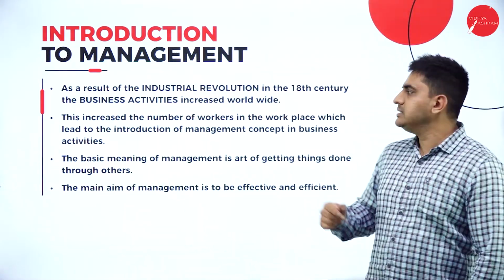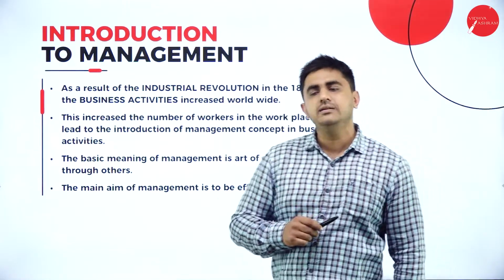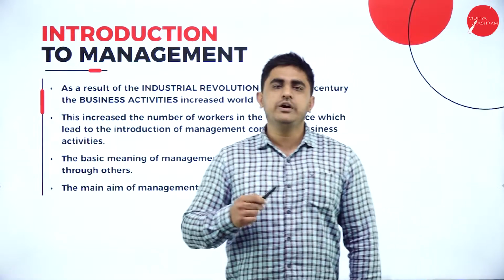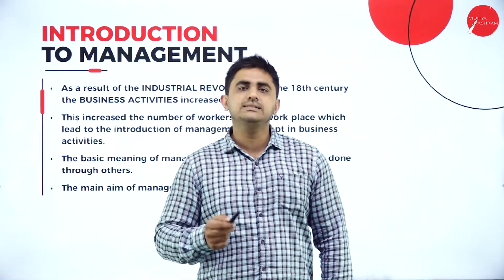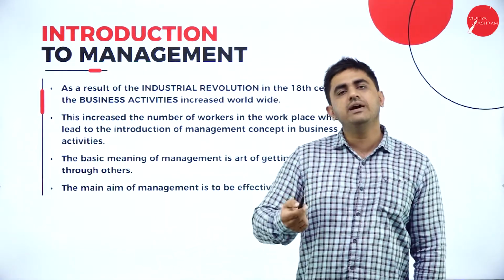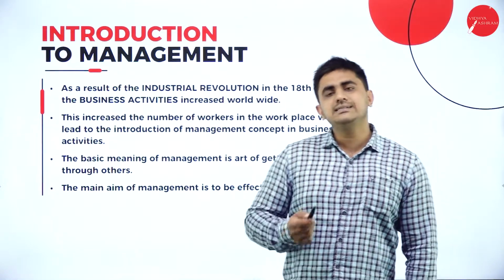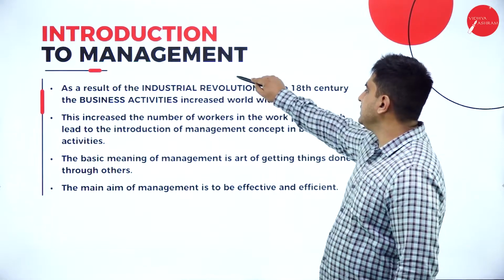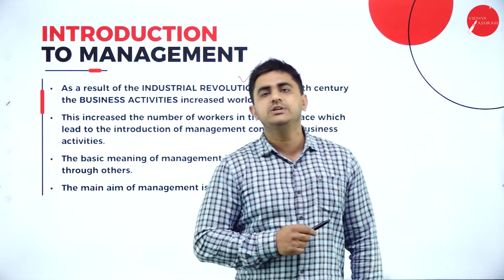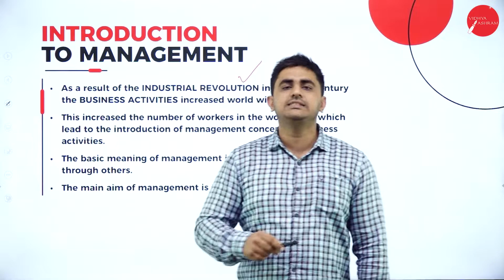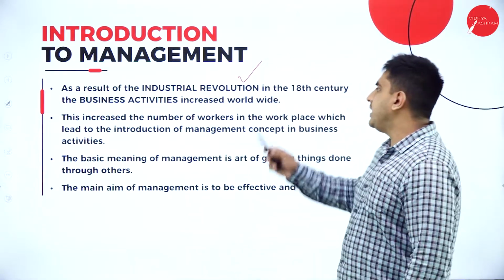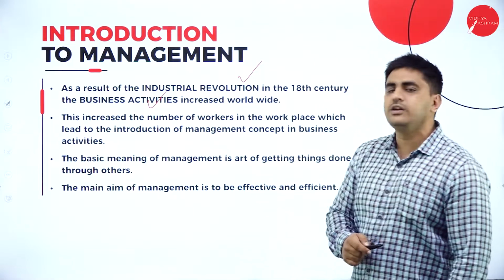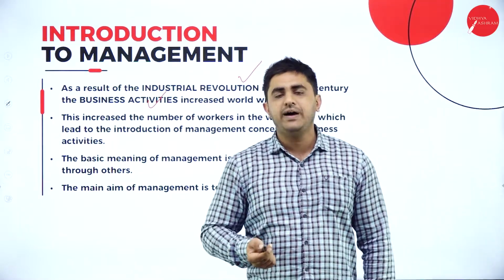In the 18th century, Sir Benjamin Franklin invented, what do you call, electricity. That is, in 1752, he invented electricity. As a result, what happened? The Industrial Revolution started. The Industrial Revolution started in the 18th century, that is from 1760 onwards. Because of the Industrial Revolution, business activities across the globe intensified.